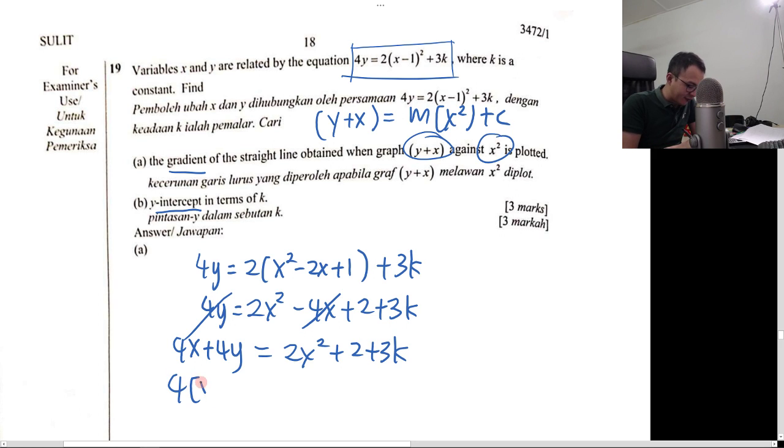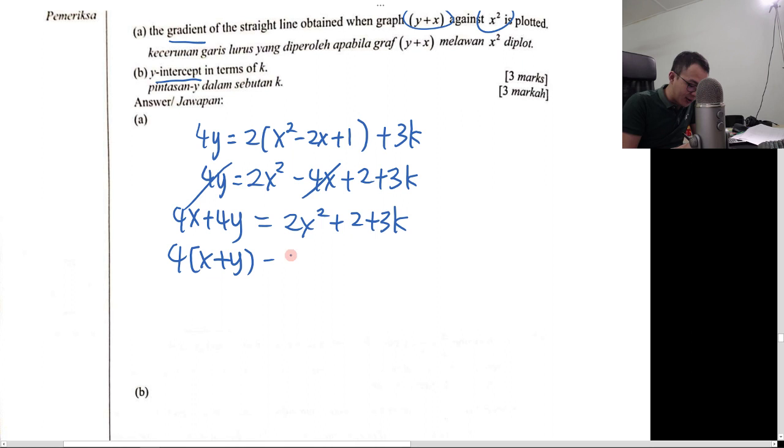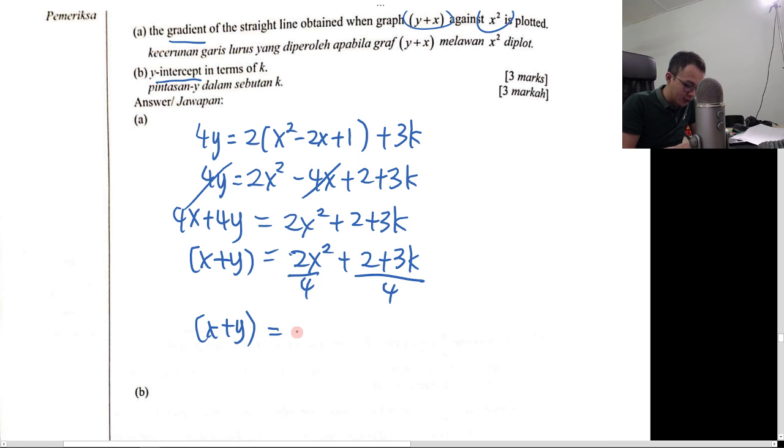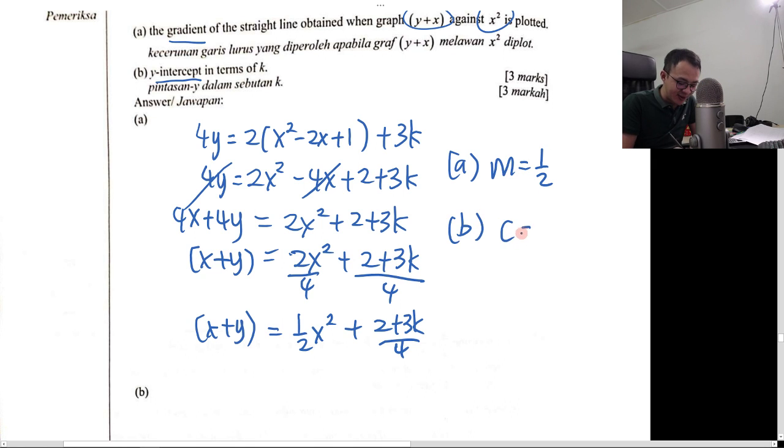So I factorize out the 4 because I want to get x plus y or y plus x. It doesn't matter. Alright, so I will get 2x squared plus 2 plus 3k. And then I divide by 4 to the other side. So this one is over 4, this one is over 4 here. So therefore x plus y equals 1 over 2 x squared plus 2 plus 3k over 4. So therefore, for part A, my gradient is equal to 1 over 2. For part B, my c will equal 2 plus 3k over 4.